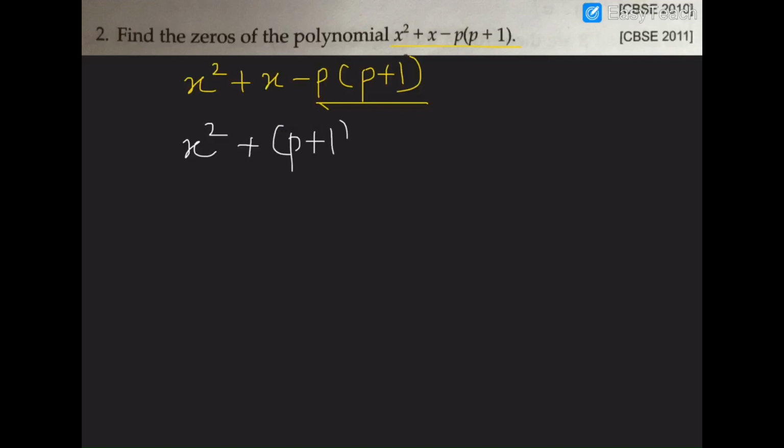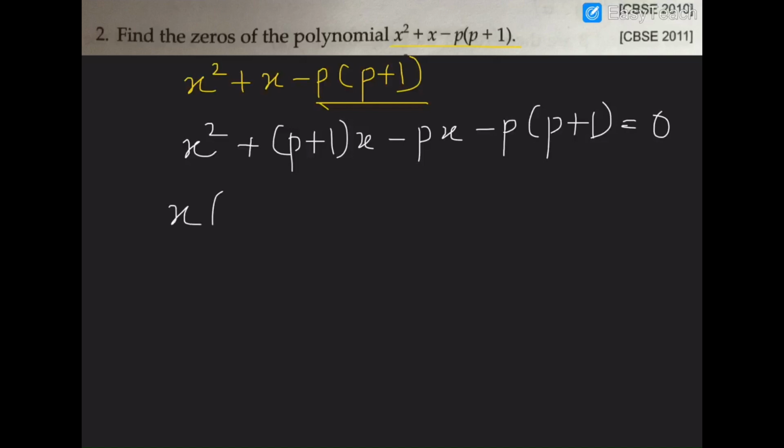The next question, find the zeros of the polynomial x square plus x minus b plus 1. So by factorization we can find the zeros of this polynomial. So what is the equation given? x square plus x minus b plus 1. So product is this. So by factorizing it, how will we factorize? x square plus b plus 1 x minus bx minus b plus 1 equals 0.